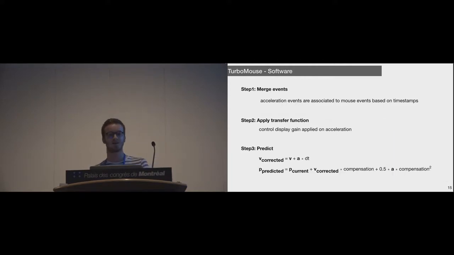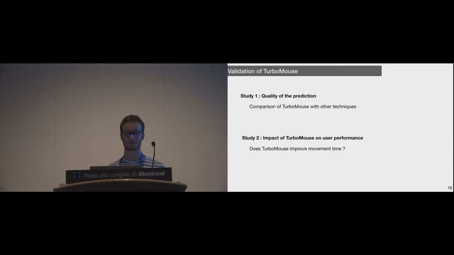The last step is the prediction itself. TurboMouse is based on a simple second-order Euler equation. First, we collect the velocity measured by the mouse optical sensor every delta time and combine it with the hardware acceleration to obtain a more accurate velocity. Then, the predicted position can be computed within a future time interval that we call compensation, using the current position of the mouse, the corrected velocity, and the current acceleration.